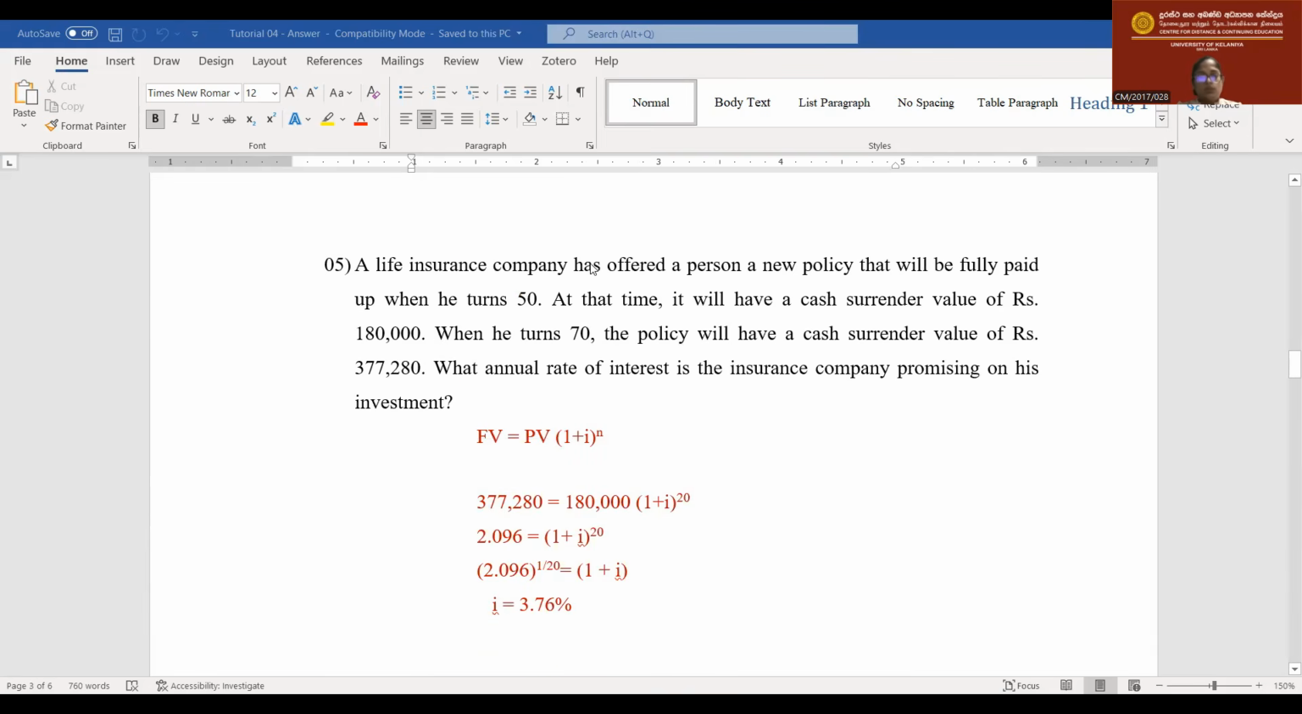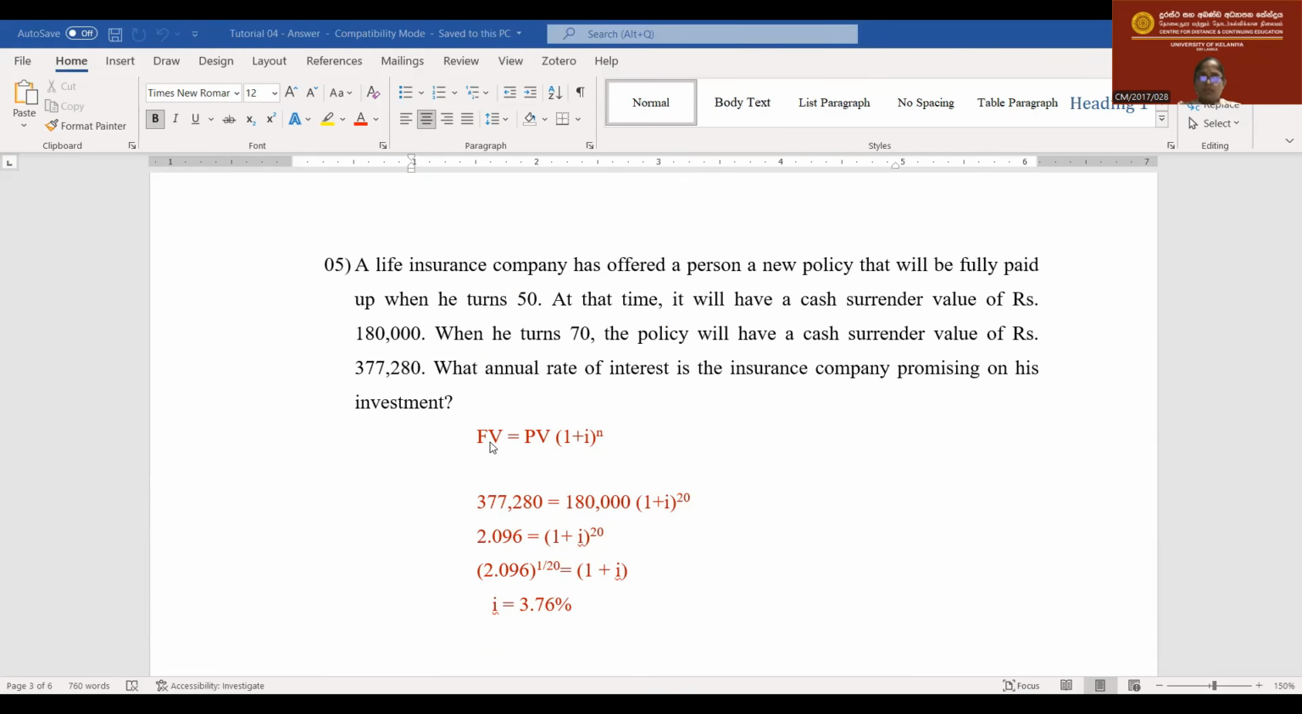A life insurance company has offered a person a new policy that will be fully paid up when he turns 50. At that time, it will have a cash surrender value of rupees 180,000. When he turns 70, the policy will have a cash surrender value of rupees 377,280. What annual rate of interest is the insurance company promising on his investment? That is what the question is asking.